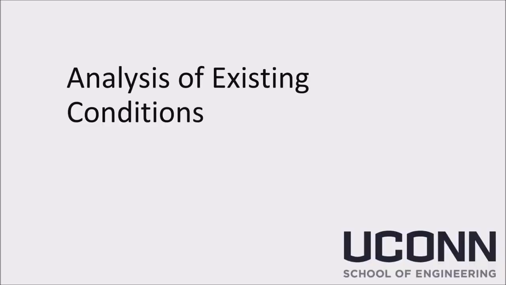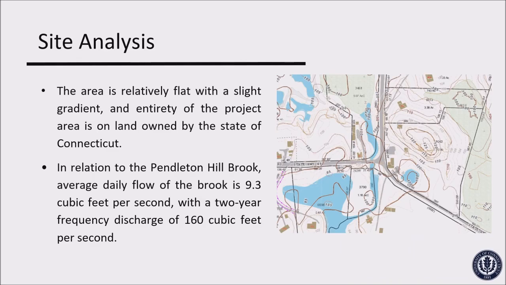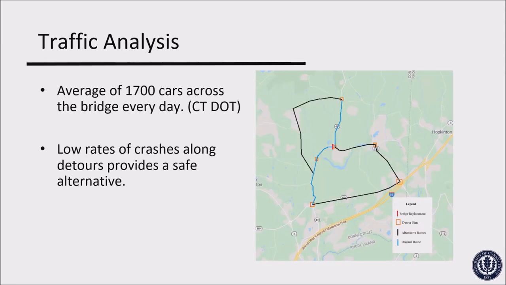First, we will go over the existing conditions of the area. The surrounding area is relatively flat, with only a small gradient across the bridge. The brook is fairly quiet, averaging a foot deep, with a 9.3 cubic feet per second flow. Here we have our map for our detour routes.